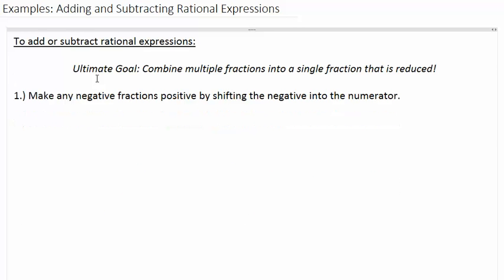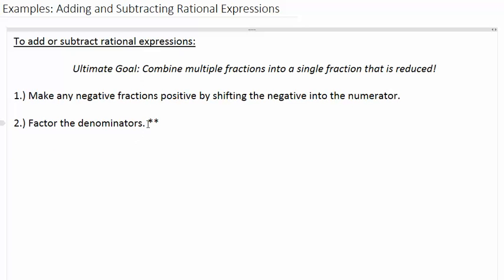The first thing I really like to do, and I think it's a good tip, it's helped a lot of my students: any negative fractions, turn them into positive fractions. And you do that by shifting the negative into the numerator. Remember, a negative in a fraction can float to the numerator or to the denominator, so float it to the numerator and then the fraction becomes positive. I'll show you an example of that when we get to it.